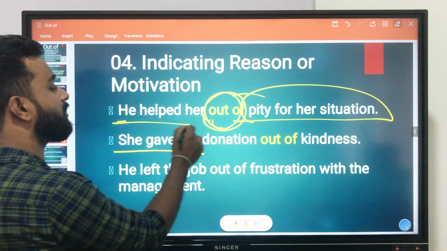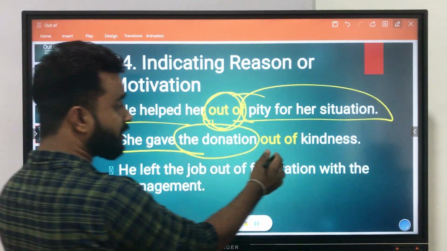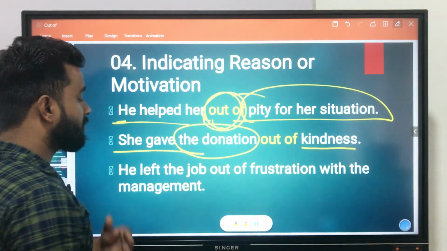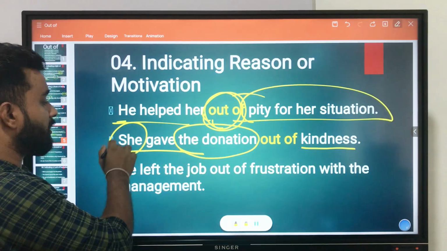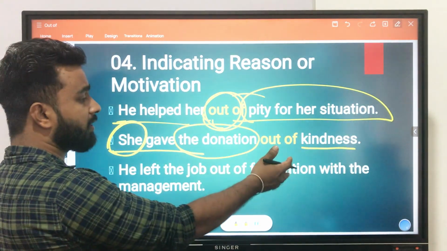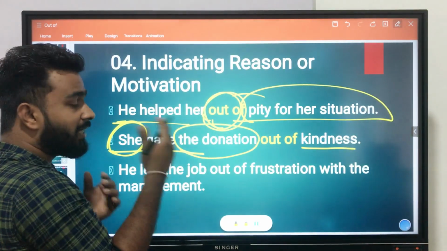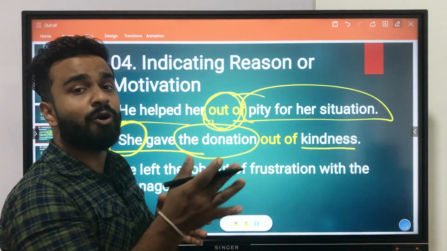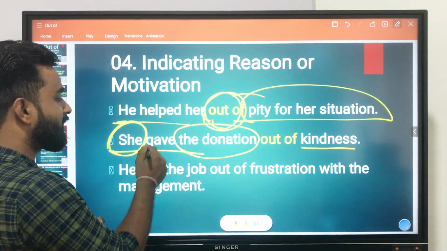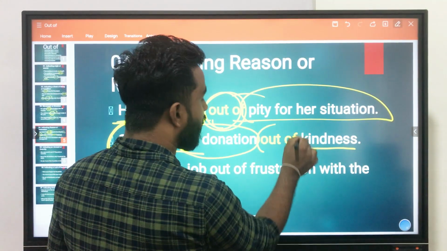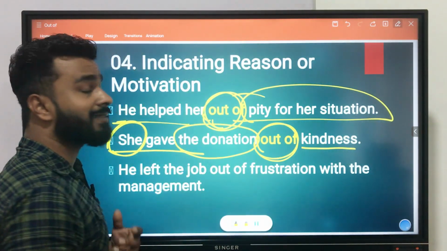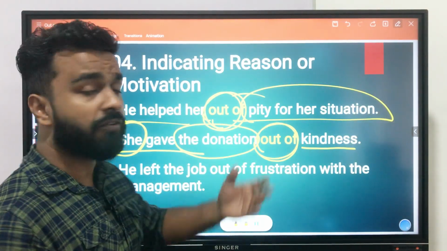She gave the donation. Why? Because she is kind. This subject here, she is kind. So with that kindness, she gave those donations. Then we say she gave the donation out of kindness, because she is kind. She gave the donation out of kindness.